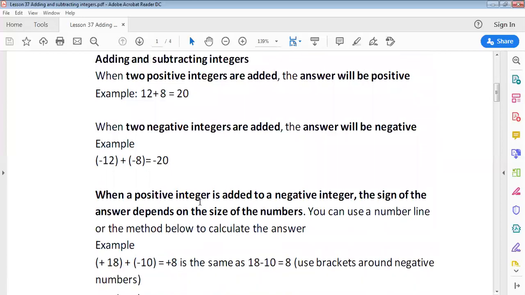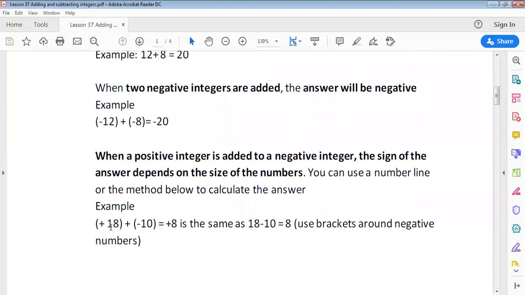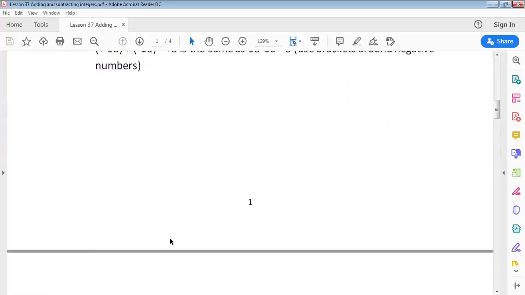When a positive integer is added to a negative integer, the sign of the answer depends on the size of the numbers. So you can use a number line or the method below to calculate your answer. So if you have a look at positive 18, that's the positive integer, and we are adding it to a negative integer, negative 10. Okay, the answer will be positive 8 because this is the same as saying 18 minus 10. The positive multiplied by the negative actually means negative. It results in a negative answer. Please, when you write down negative numbers, do use brackets around the negative numbers.